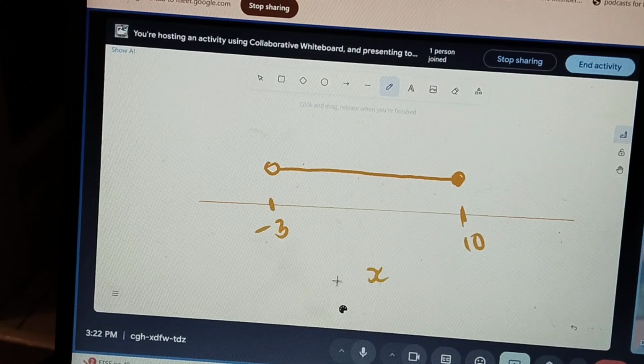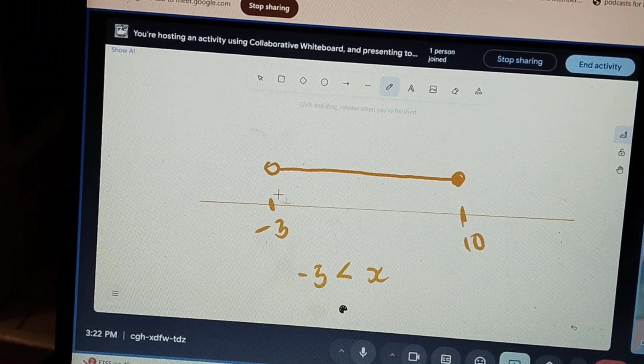So you'd say your x is bigger than minus 3. You can't put a line underneath because it's a hollow dot, but it's less than or equal to 10 because 10's colored in, so it's got a less than or equal to. Number lines are good fun.